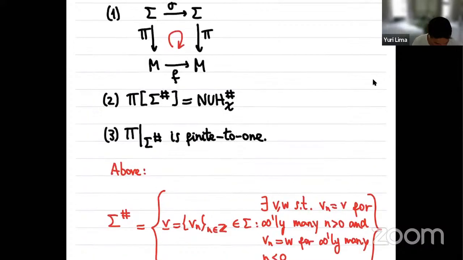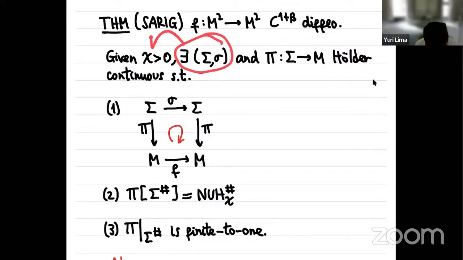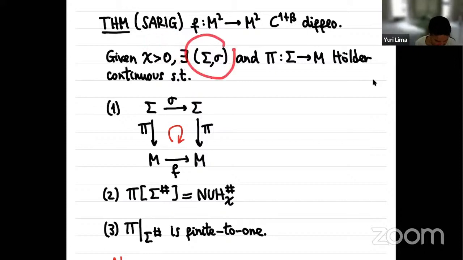Yuri, yes? Sorry, this equation number 2, it depends on chi on the right-hand side, but not on the left? It depends, because this guy that we construct, we fixed this guy. We fix chi, and then we find this topological Markov shift, and we find this coding for which all of this holds. Okay, thank you.